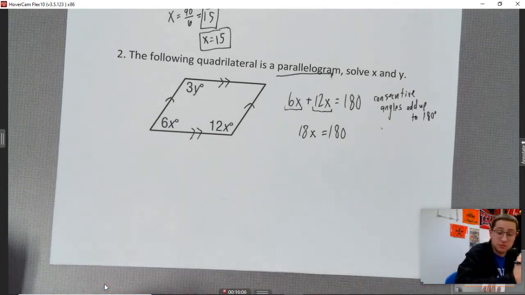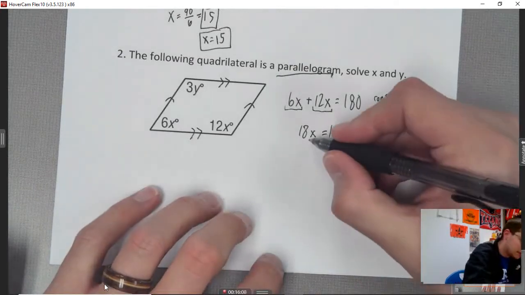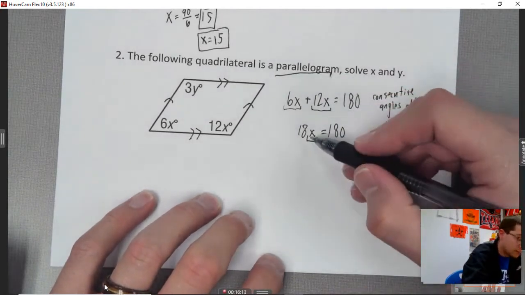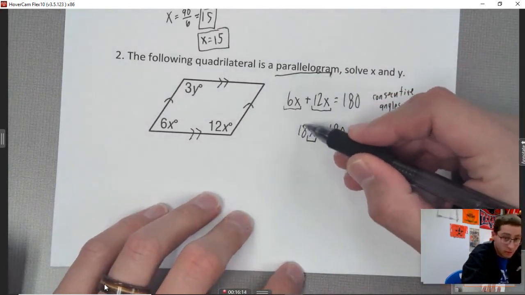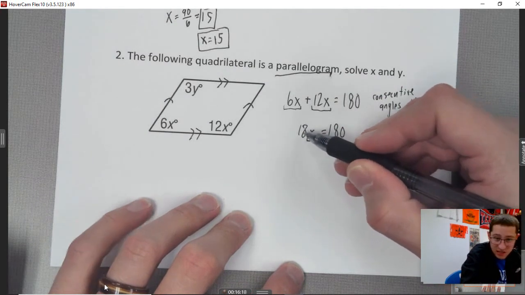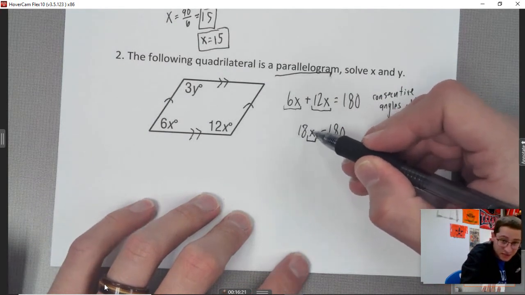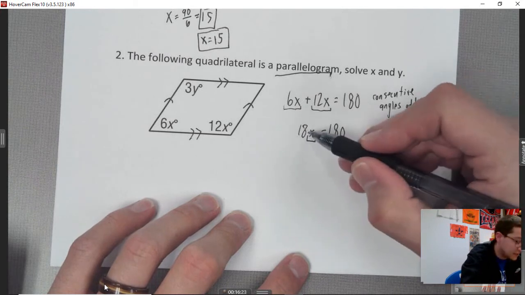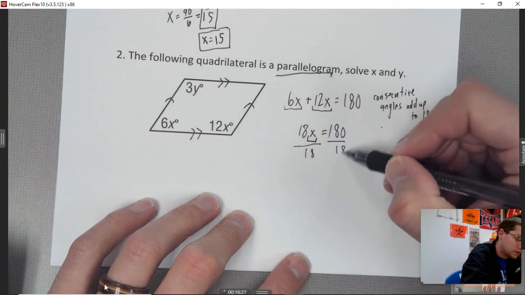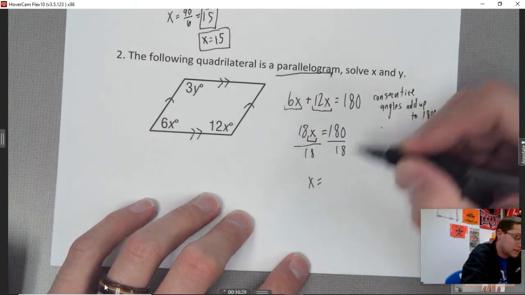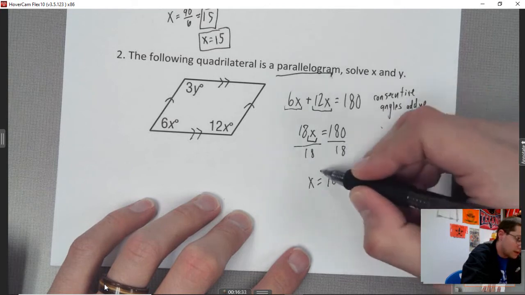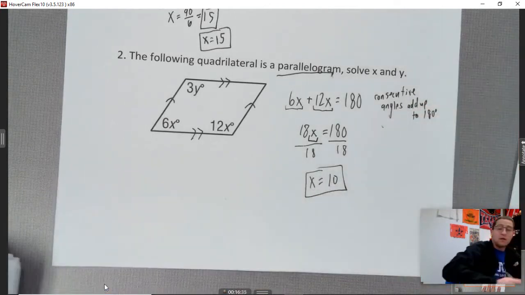Now I just divide by 18 because I'm trying to get that x by itself. We're dividing by 18 because what were we doing before? We were multiplying. If it's right next to each other, it's 18 times x. We don't say that a whole lot, but this is 18 times x. So in order to get rid of that 18, I will do the opposite, which is divide. I end up with x is equal to 10.